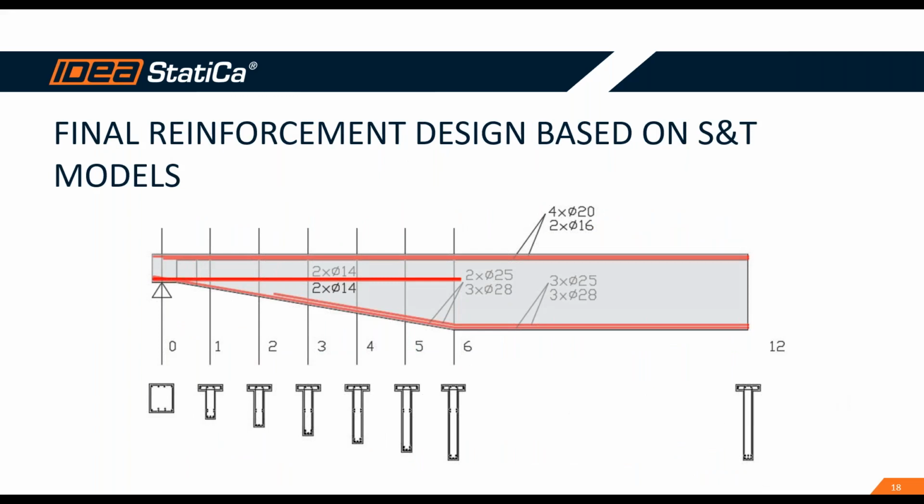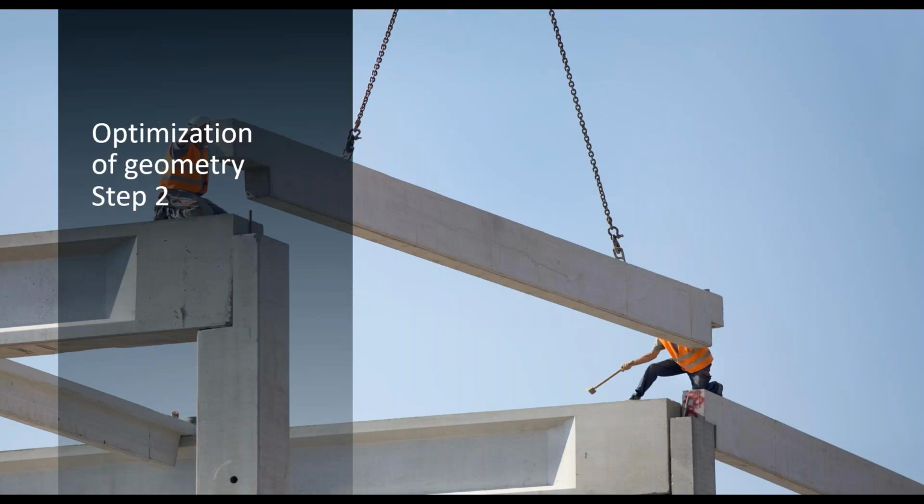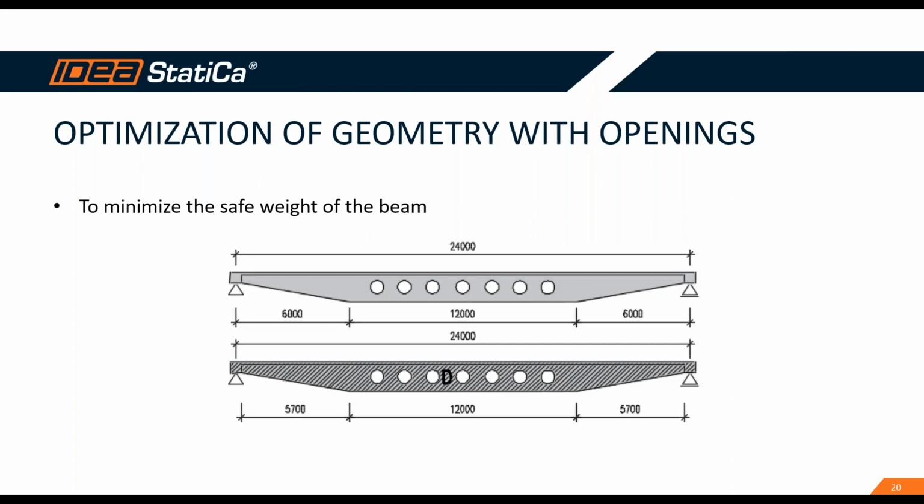The final reinforcement based on the strut and tie models looked something like this in the pictures. And then comes the second step of optimization. Because the geometry can be further optimized using openings in the middle part, in the part which was up till now a B region in the beam. Now we can add openings to minimize the self-weight of the beam. But because of that, the whole beam became one D region.